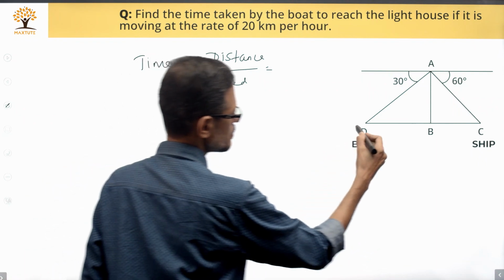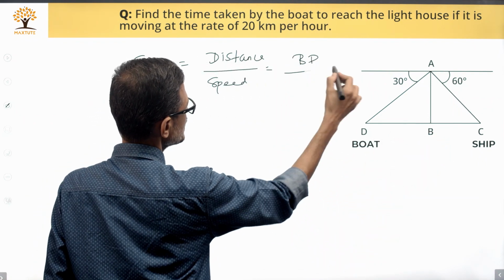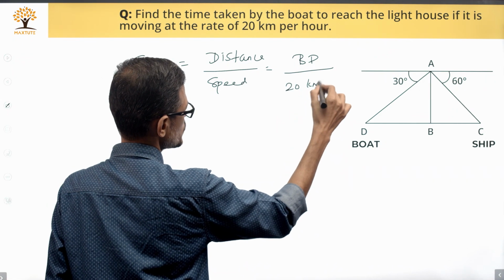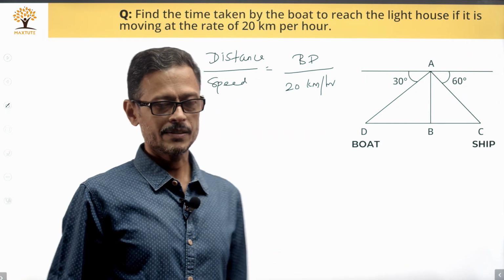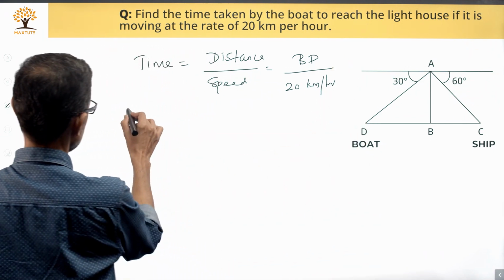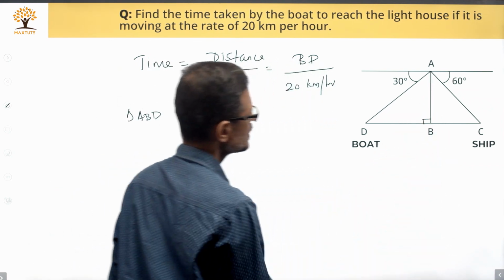So what is the distance that the boat is traveling? The distance that the boat is traveling is equal to BD. The speed at which it is traveling is 20 kilometers per hour. So if we compute BD, we have the answer to this question. So we're going to be looking at right triangle EBD to help us get there. This is 90 degrees.